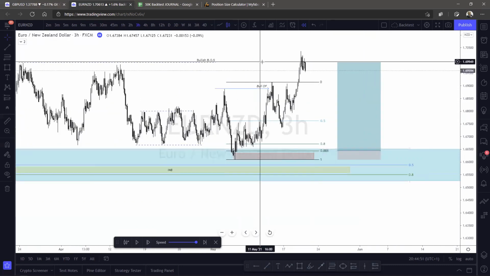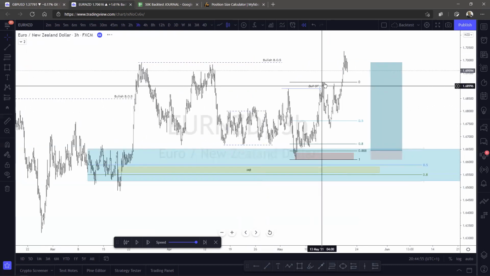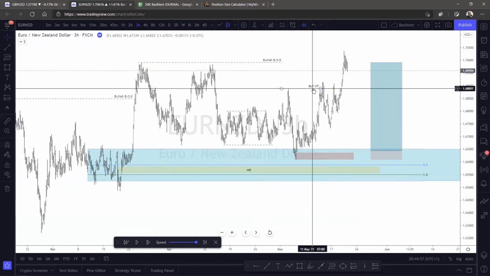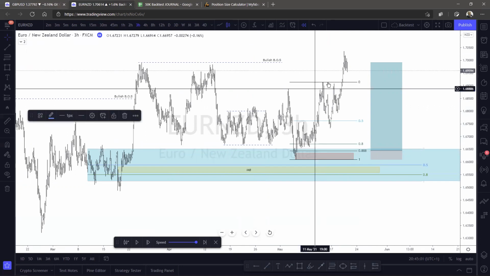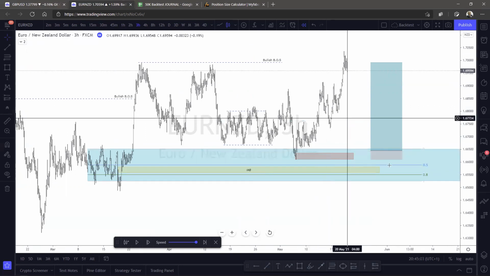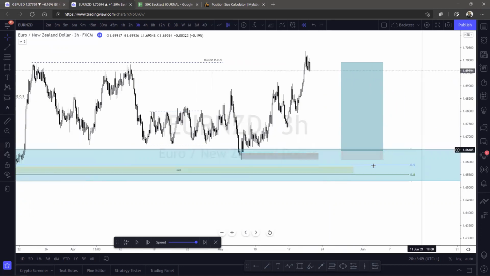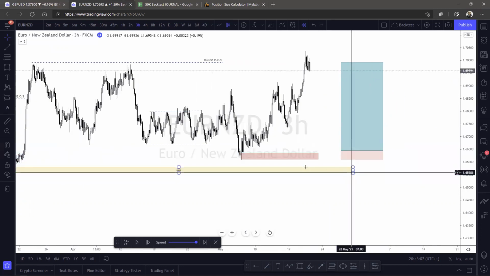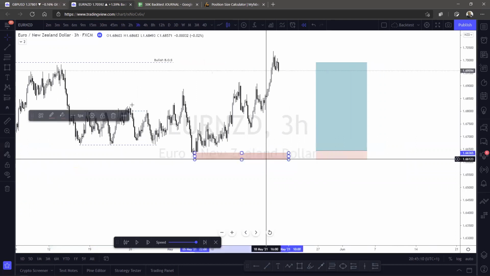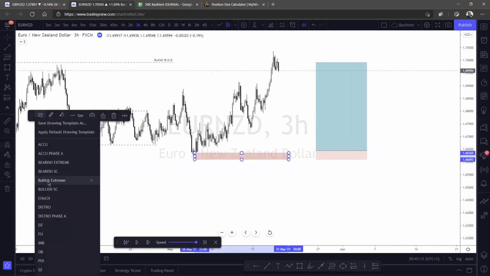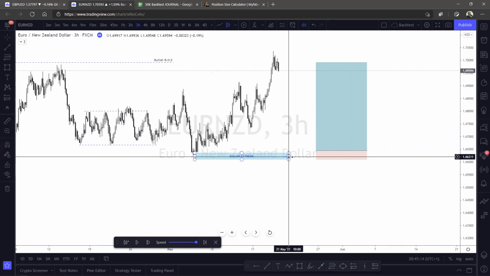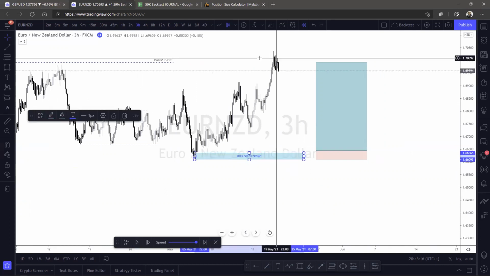So price then went ahead and made a new high. Okay, so for me, don't need that. Don't need that for now. But we can see, okay, so this is now deleted. This area is not valid anymore. This area is not valid anymore. This now becomes our extreme, bullish extreme. Why? Because this is what caused that break of structure over here.